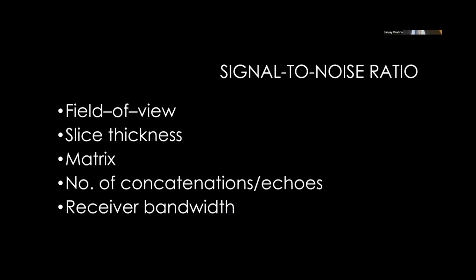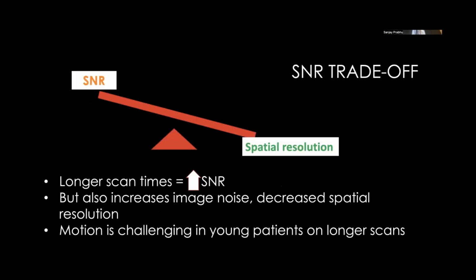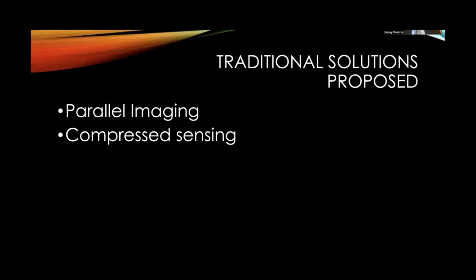So to improve signal to noise ratio, we have to look at the field of view, the slice thickness, the matrix size, the number of echoes, and receiver bandwidth. And it's a trade-off between spatial resolution and this SNR. The longer scan times means better SNR, but it also increases the image noise. So motion is very challenging in patients, especially younger patients, on longer scans.